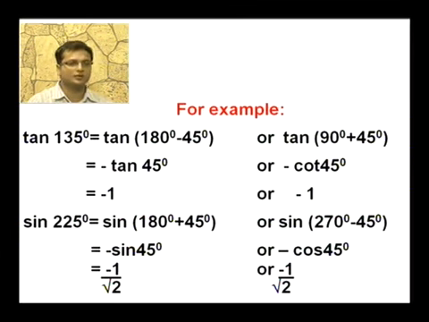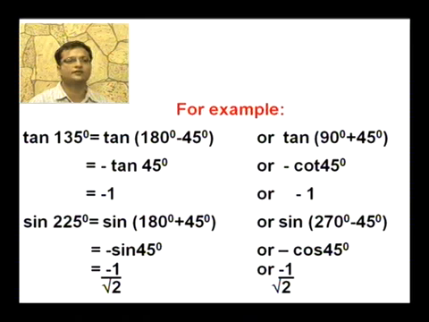Similarly, we can calculate it by tangent 90 degree plus 45 degree. We can break 135 degree into both 180 degree minus 45 degree or 90 degree plus 45 degree. So in the second quadrant tangent is negative, and with 90 degree tangent will change into cot. So it is minus cot 45 and it is minus 1.